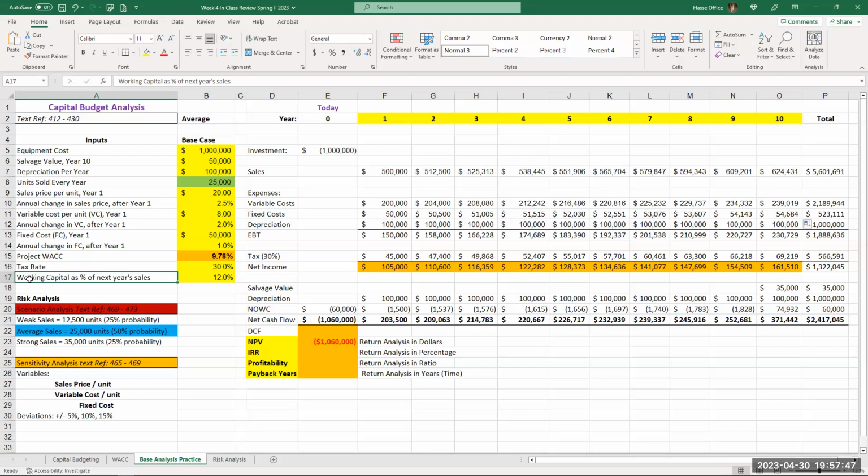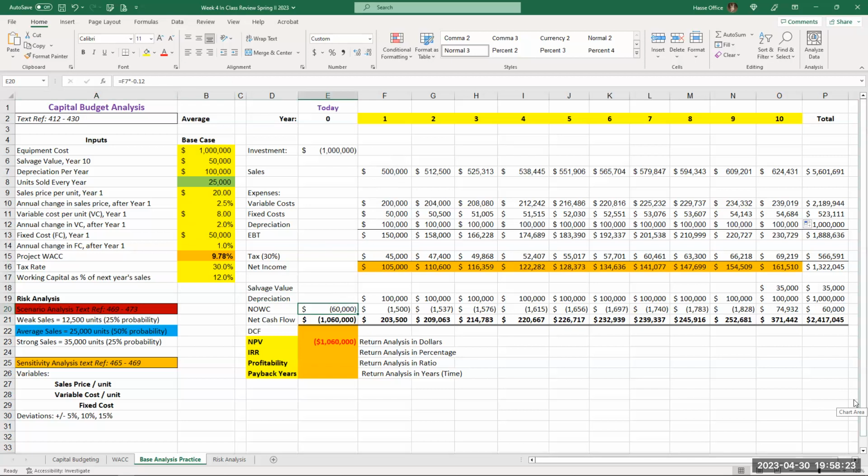working capital. So in these capital budget problems, either your CPA firm or your internal cost accountants of your company will determine a working capital rate. In this case, the working capital rate is 12% of the next year's sales. So look what I've done. In year 0, I've taken 12% of 500,000 and got $60,000. That's additional cash you need to invest in the asset to get it operating.